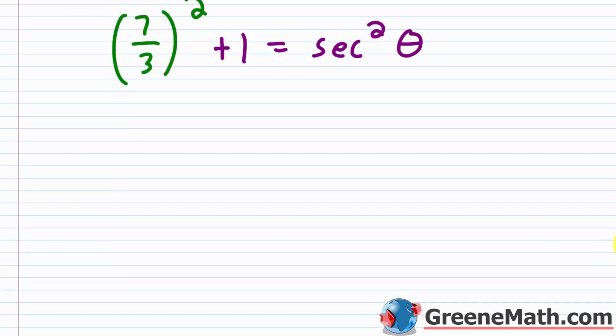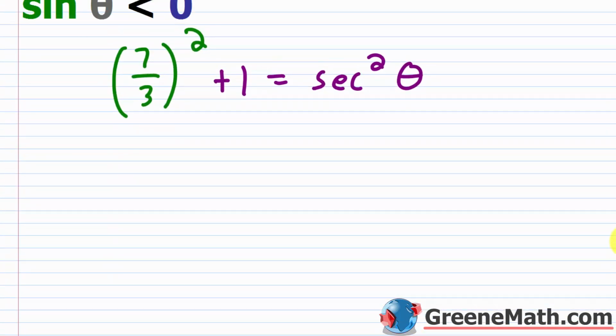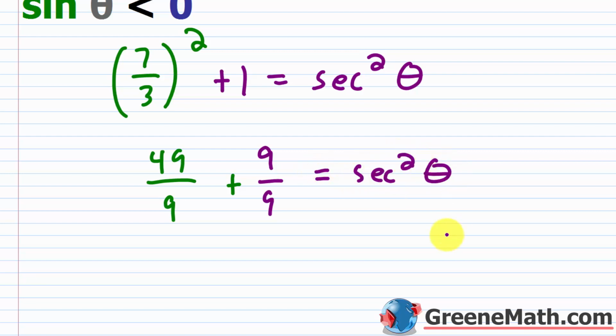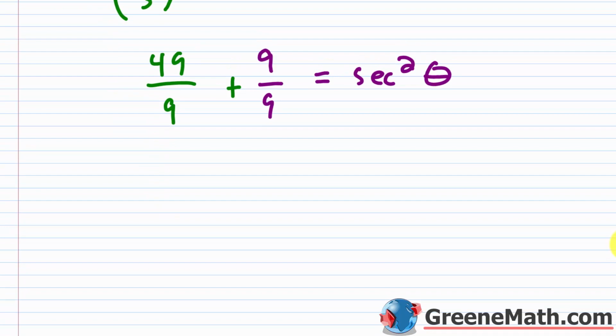So we come down here. Once you've plugged in, the rest of this is really, really easy. You're just doing some basic algebra. 7 squared is 49. 3 squared is 9. Then you're going to add 1 to that. So get a common denominator. Let's just say this is 9 over 9, okay? This is equal to secant squared of theta, okay? So let's go down a little bit more. I'm going to flip this around and put this guy on the left.